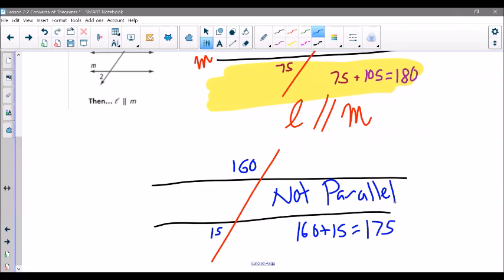So a lot of times you guys will look at these pictures and you'll say, oh, they look parallel, so they have to be parallel. No, that's not always the case. All right, so we have to go off of the information given to us. We can't just look at the picture and make these assumptions. We really have to be careful when we're doing all of that stuff.